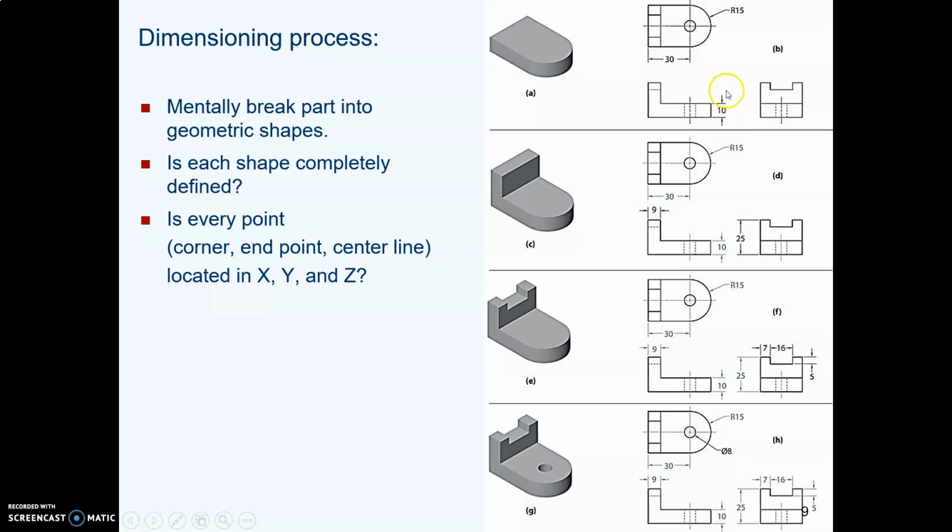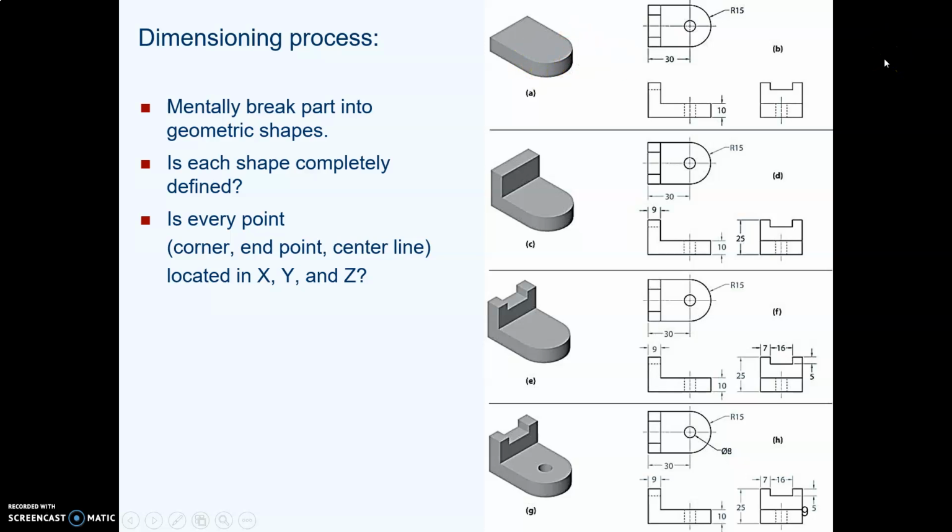Okay, there's the thickness. I need to give the center of that radius, so there's the center, and I need to give the size of that radius. There's the radius. You'll notice that these are apparently metric dimensions. Okay, so now you have adequately dimensioned this entire part.